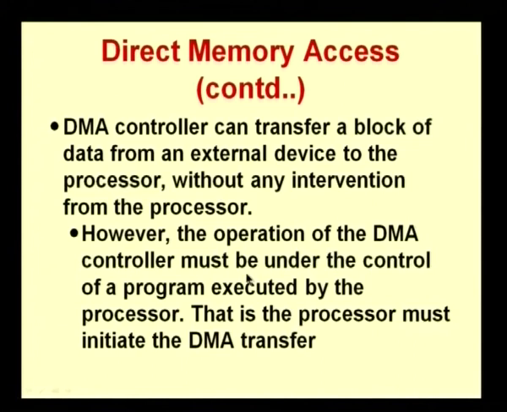The only thing we have to understand is, though the DMA controller can do this data transfer without any intervention from the processor, it still needs to be controlled by the processor. That is, under some program control, the DMA controller will have to operate. So, what do we want this program control to do? To tell the DMA controller when to do the data transfer, and also to tell it where exactly the data needs to be transferred.